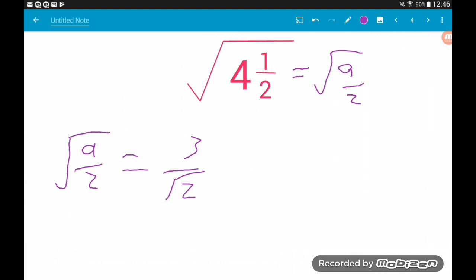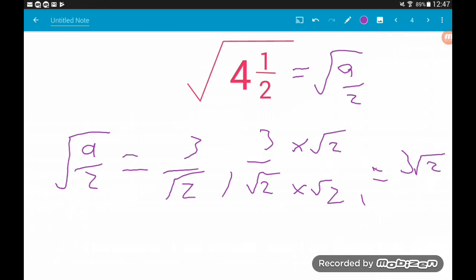Okay, so we never want a surd on the bottom of a fraction, so now we want to rationalize the denominator. So remember, in a case like this, to rationalize that denominator, we multiply the top and bottom by root 2. And what that will leave us with is 3 root 2 up on top, and then just a nice normal 2 on the bottom. So the square root of 4.5 can be written as 3 root 2 over 2, and that's the answer that we would want.